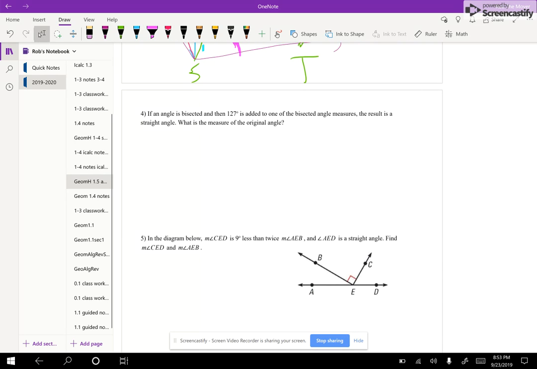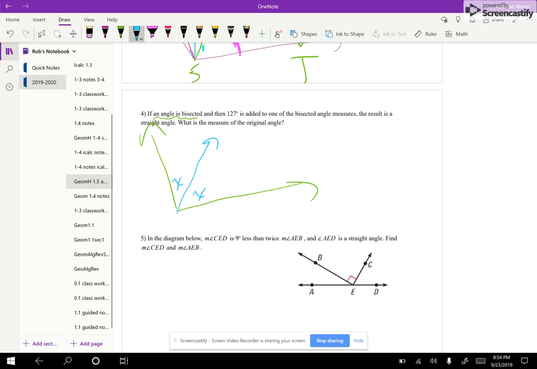Okay, if an angle is bisected and then 127 is added to one of the, blah, blah, blah. Ooh, look at that. That is difficult to understand. We got to break this down. If an angle is bisected, okay, so let's just draw some angle that's been bisected, right? Okay, so the angle is bisected, and then 127 is added to one of the bisected angle measures, okay? So we're going to have to just call this X, right? And this is X, because those things are equal, right? Those things are equal in measure. So 127 is added to one of them, and then the result is a straight angle.